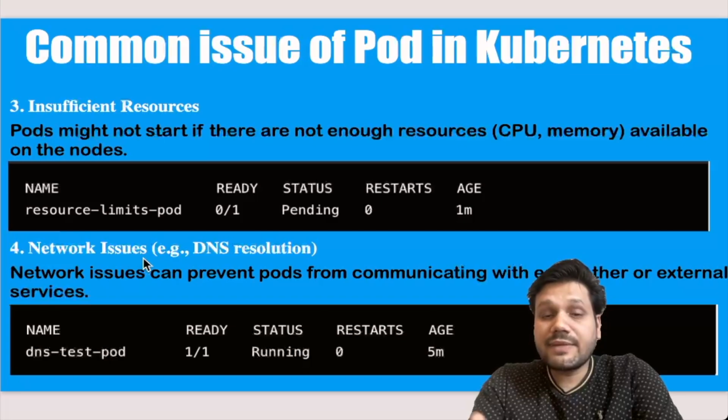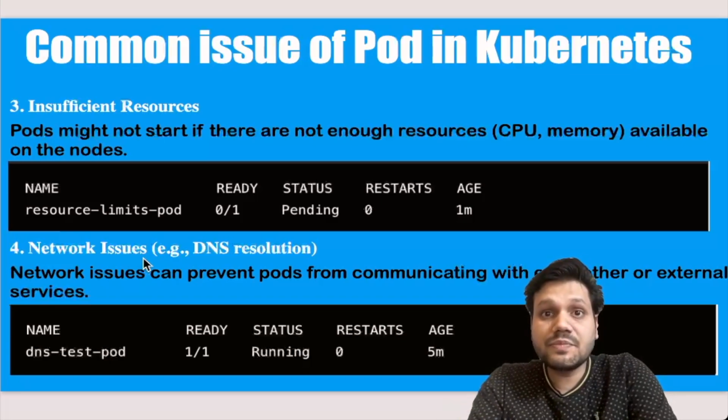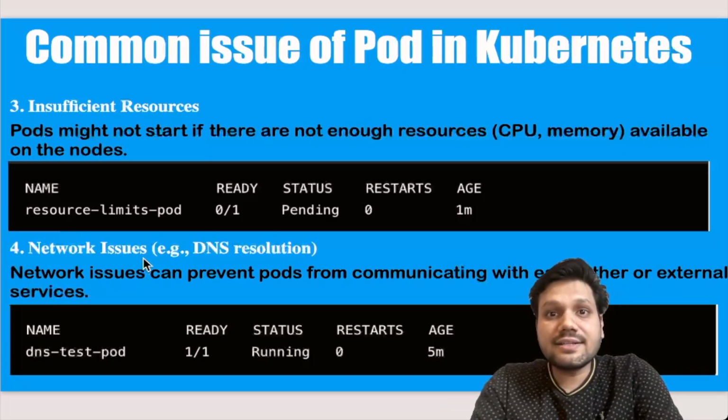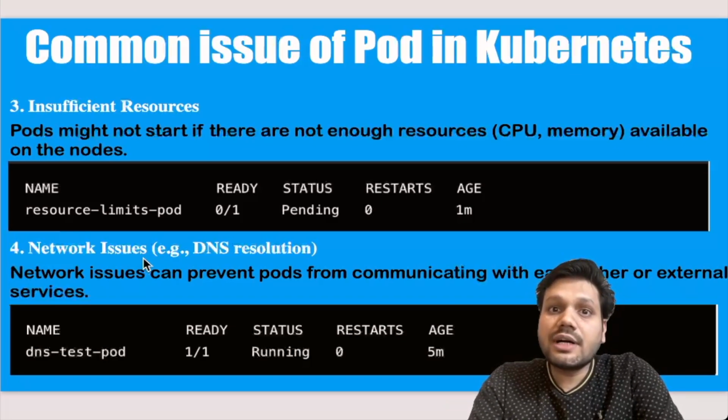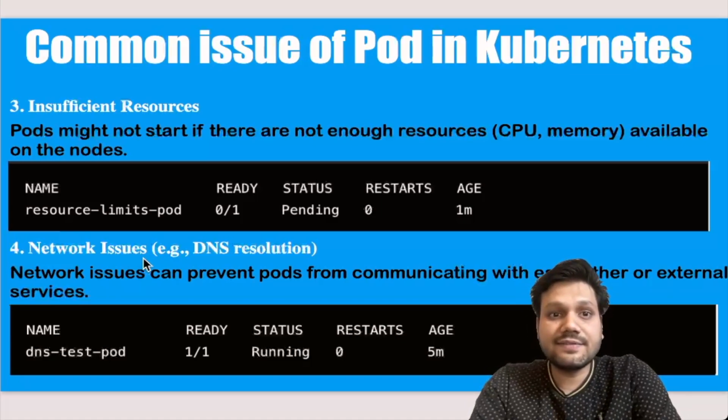For debugging such network issues, we need to go inside the pod with the help of kubectl and do an NS lookup, or do a curl to the internal API or an external API, and then try to see exactly what the issue and the error is. Now let's proceed to our next issue for pods.